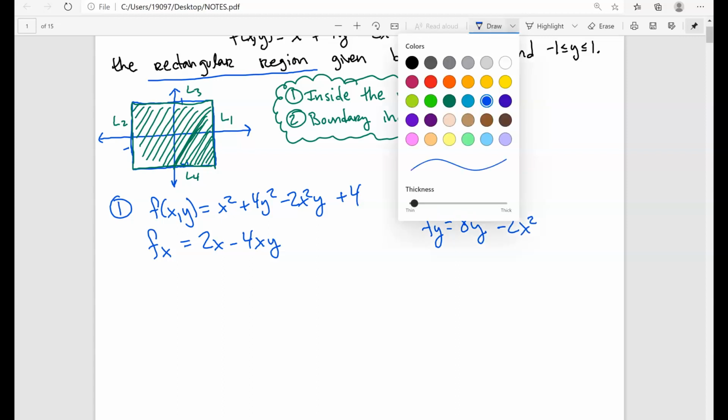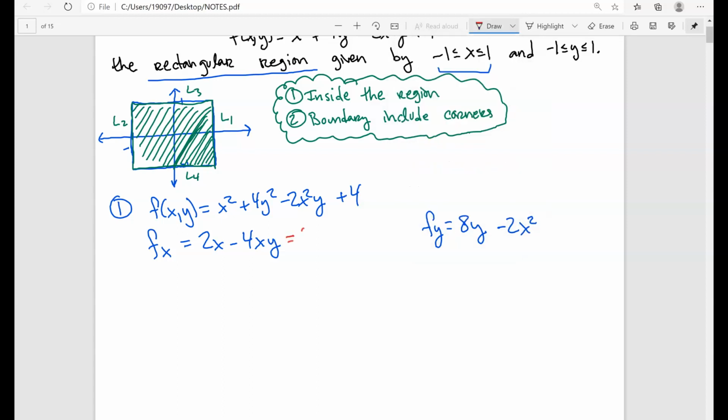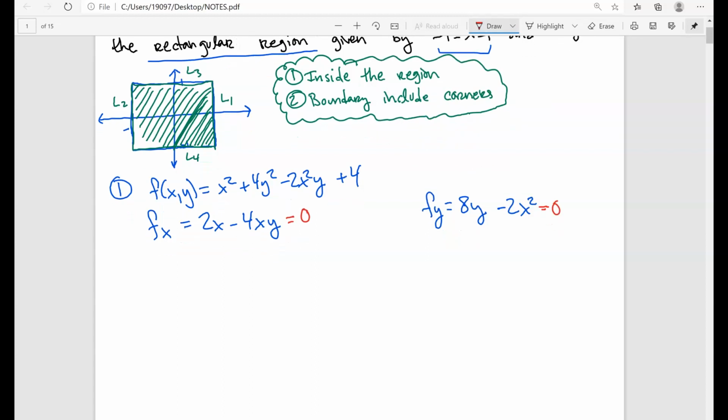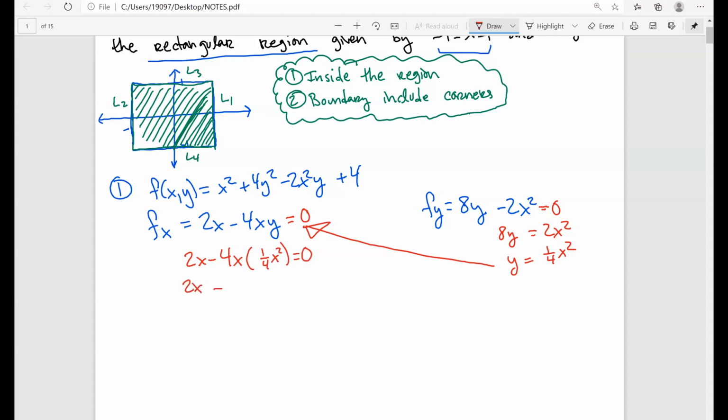Okay, and then we're going to set them equal to 0. If I solve f sub y first, I have 8y equals 2x squared, so y would equal 1/4 x squared. I can plug that into the other equation. So we have 2x minus 4x times 1/4 x squared equal to 0. The 4's cancel out, and you're left with 2x minus x cubed.